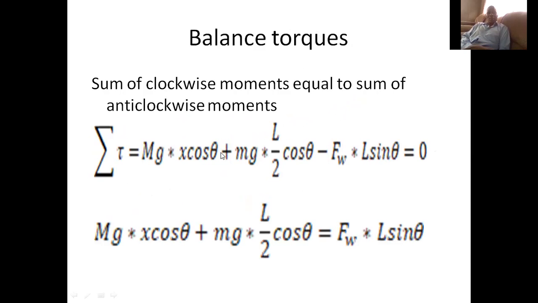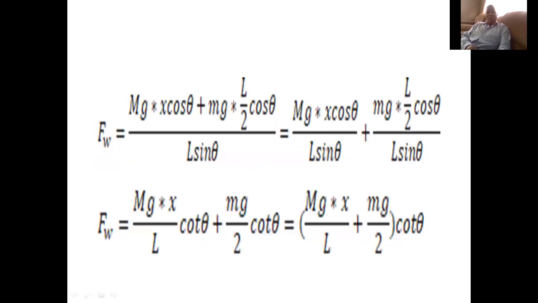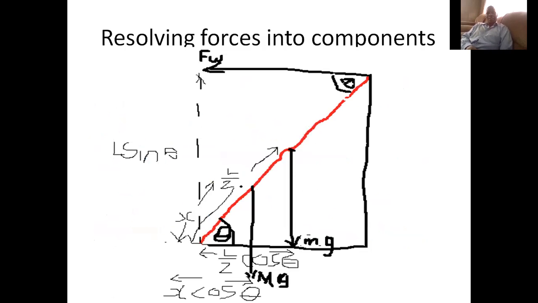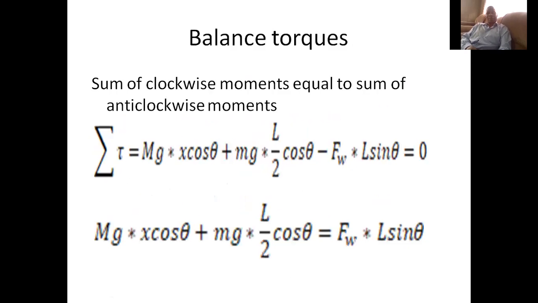So if we now use the principle of clockwise moments, which should be equal to the sum of anti-clockwise moments, we just identify those which were clockwise, and we said these are clockwise, and this one, Fw, is anti-clockwise. Fw multiplied by L sine theta is anti-clockwise. And so from this equation, we can make Fw, which is the force on the wall, the subject of the formula.